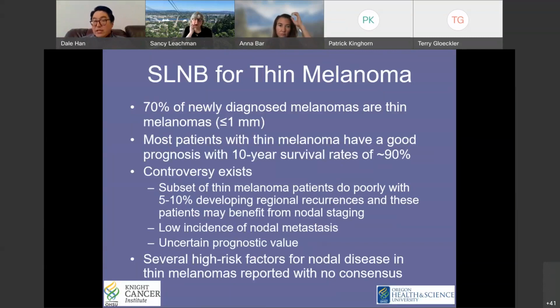Well, as we mentioned, this is a big problem because the vast majority of newly diagnosed cases are thin. And most of these patients actually have a very good prognosis with 10-year survival rates of over 90%. But the use of sentinel node biopsy in this population is a little bit controversial. That's because only a small percentage of these patients do poorly, and we don't know the ultimate prognostic value of sentinel node status in these patients. And there have been a lot of studies looking at it.